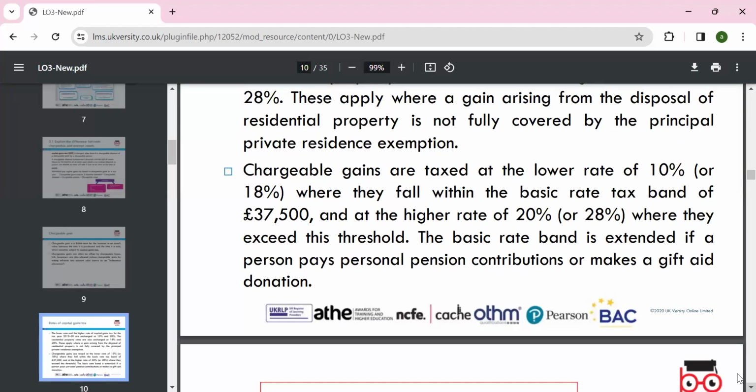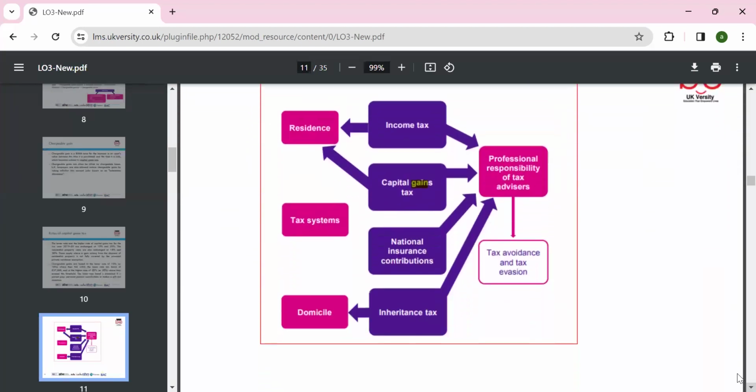Chargeable gains are taxed at the lower rate of 10%, or 18%, where they fall within the basic tax band of 37,500. At the higher tax band, you have 20% or 28% where gains exceed the threshold. The basic rate band is extended by personal pension contributions and gift aid donations, which we can look at under each category.